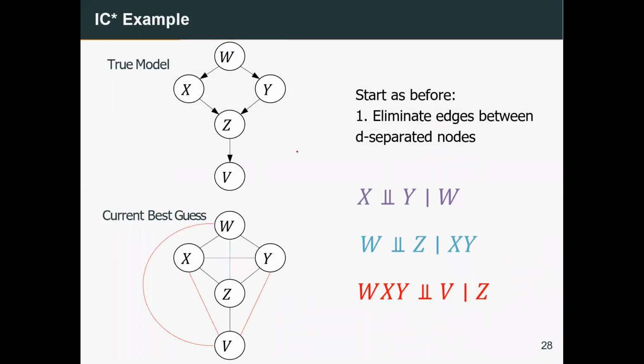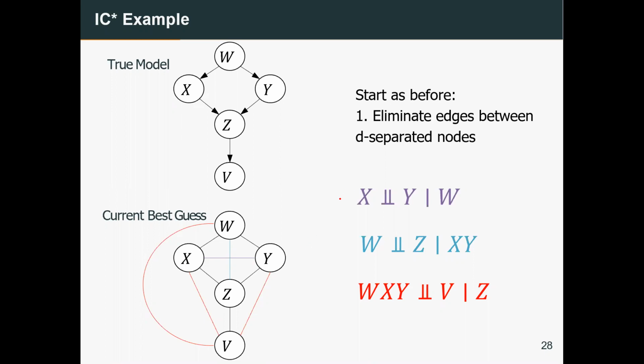But then one quick example that I want to go through before I run out of time is this one. Suppose we have our true model again at the top and our current best guess at the bottom. We once again start with the complete graph because it's easier to visualize, and we remove all the edges where we know that there are some dependencies. So we have X independent of Y given W, W independent of Z given X and Y, and all three variables, W, X, and Y, independent of V given Z.